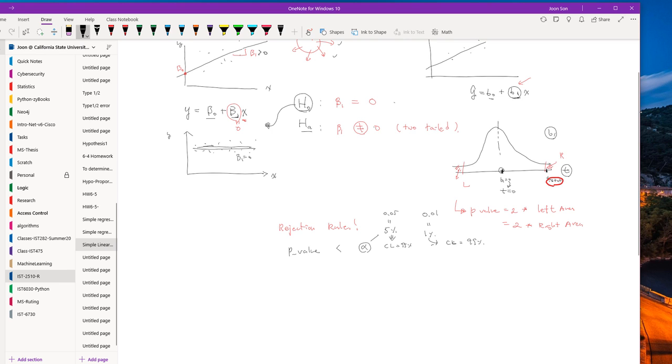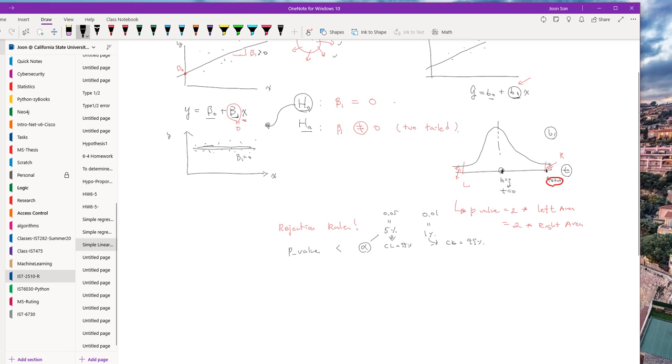But anyway, if your p-value is less than alpha, that means there's strong evidence against the null hypothesis, so you reject the null hypothesis. Otherwise, if your p-value is greater than the level of significance, then the rule is to fail to reject the null hypothesis. So that's the rule.